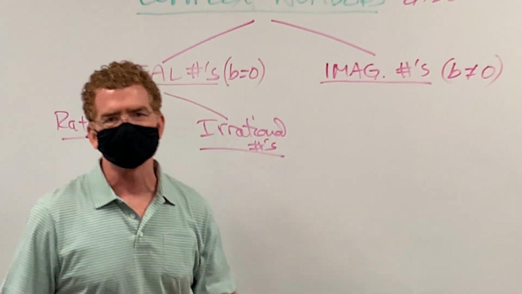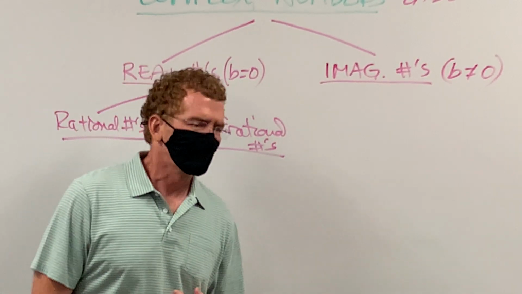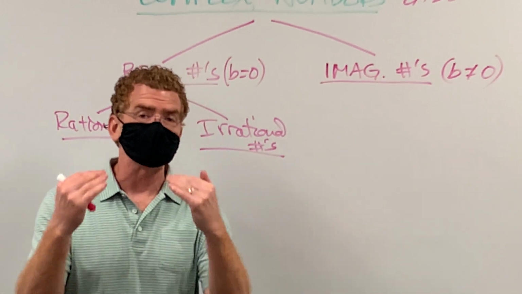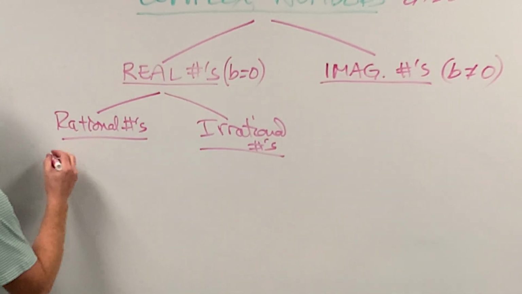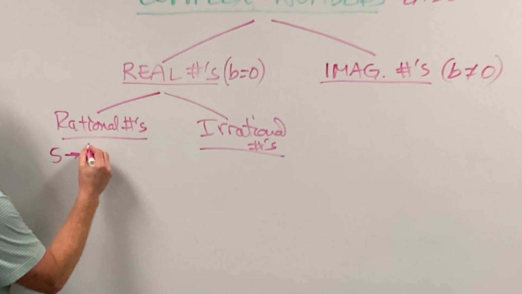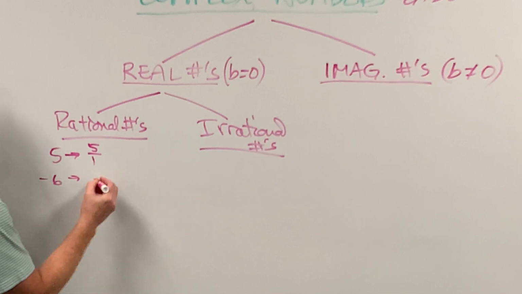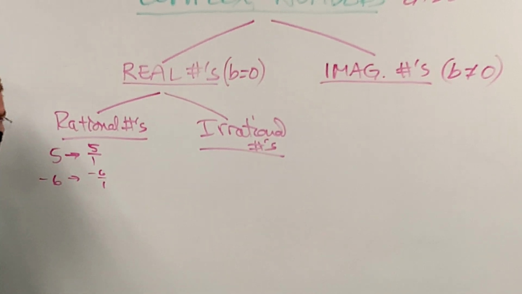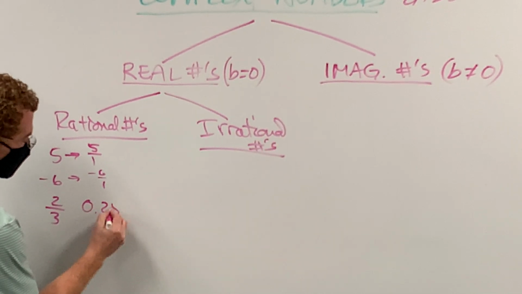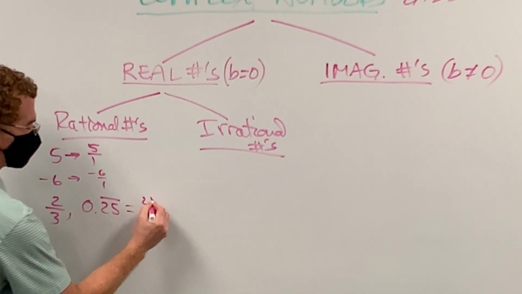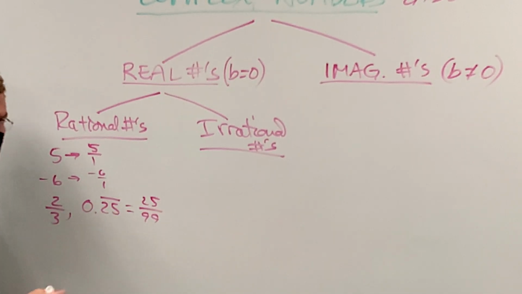A lot of times people say as a fraction, but pi over 2 wouldn't be rational, right? It has an irrational number in it. So yeah, if it can be written as a fraction of 2 integers, like the number 5, that could be written as 5 over 1. -6 could be written as -6 over 1, right? 2/3 obviously is a fraction of 2 integers. 0.25 repeating can be rewritten as 25/99, fraction of 2 integers.